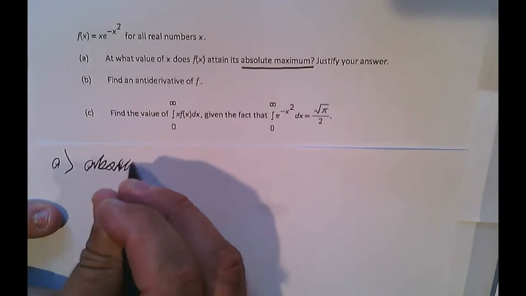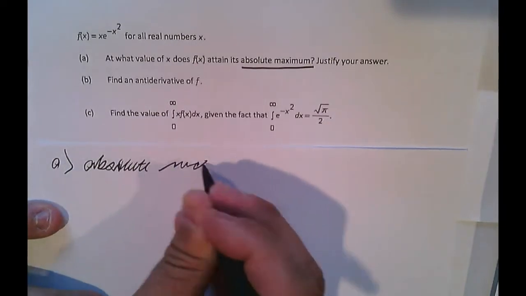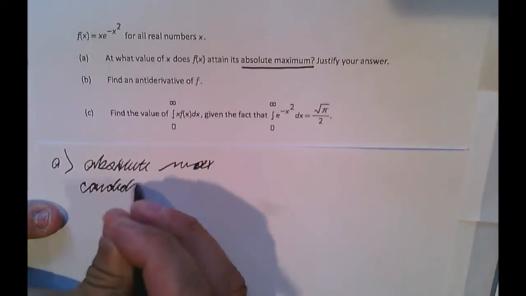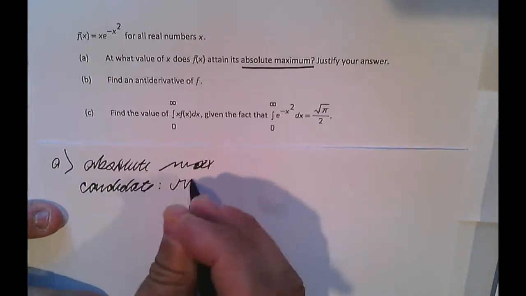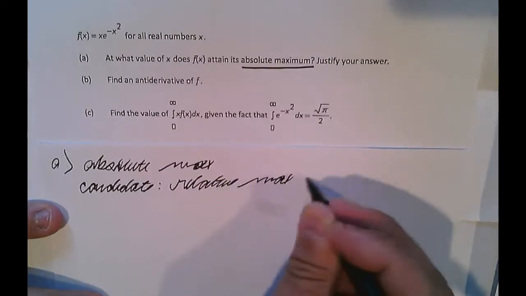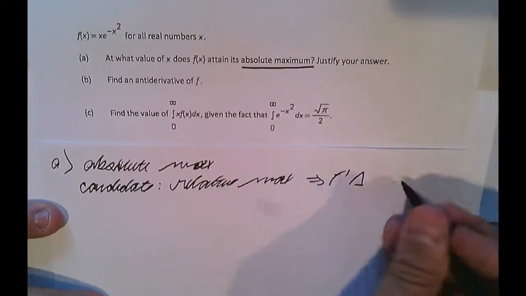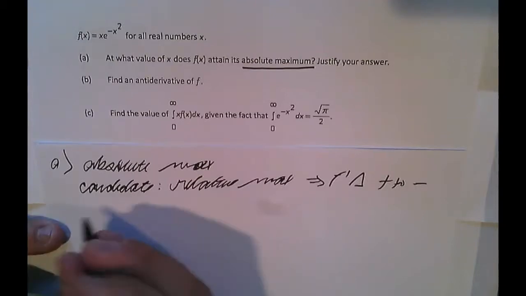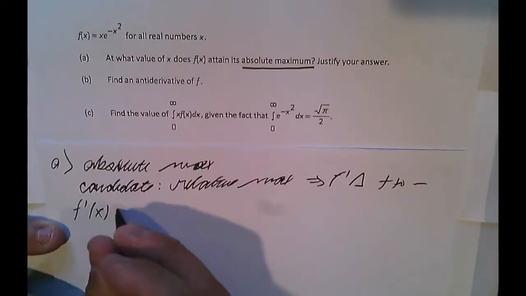So, when I go looking for an absolute max, we look for something that we call the candidate. The candidate is your relative max. Specifically, it's where f prime will make a change from positive to negative. So in order to do this, you're going to have to find f prime.